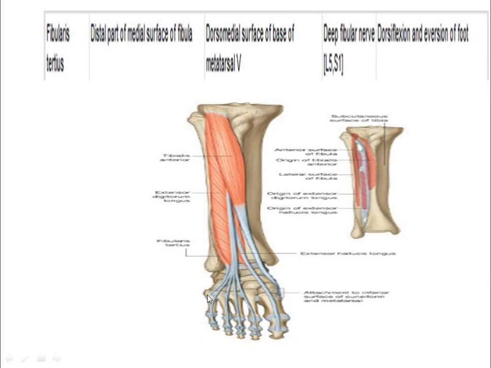This is also supplied by the deep peroneal nerve and similarly helps in dorsiflexion of the foot, but since it's going towards the fifth metatarsal, that is towards the lateral border of the foot, it helps in eversion of the foot. Eversion is when you raise the lateral border of the foot and the sole faces laterally. So that is the only difference. Otherwise, this is also helping in the dorsiflexion of the foot.